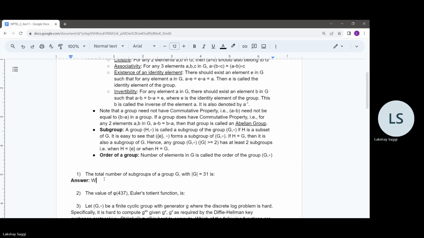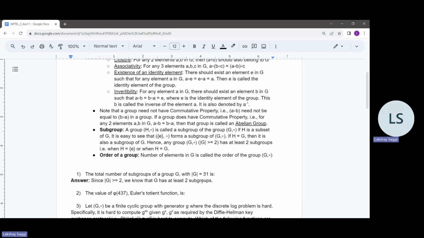Since the size of G is greater than or equal to 2, we know that G has at least two subgroups. So we know that the number of subgroups will at least be equal to 2, right? But we want to find out the actual number of subgroups. It is greater than or equal to 2, but what's the actual number? That's what we want to find out.